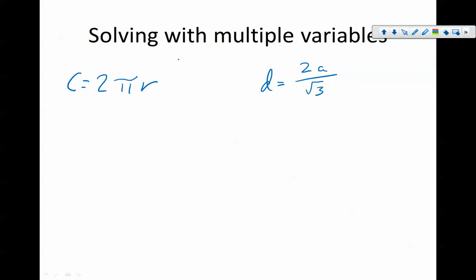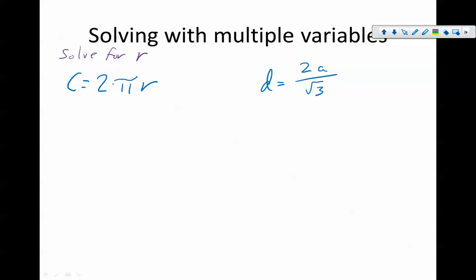Now, the main thing with solving formulas is that the rules are the same. We are still solving for a variable. We are still trying to isolate that variable. We are still doing so by doing opposite operations. So let's look at this first example right here. What we want to do for this example is solve for r. Okay? So that means that this is the variable right here that I'm trying to get by itself.